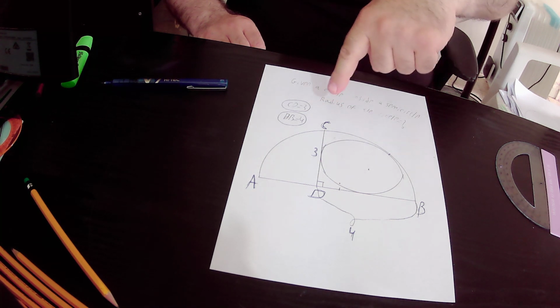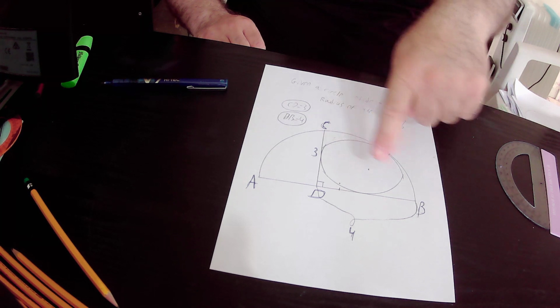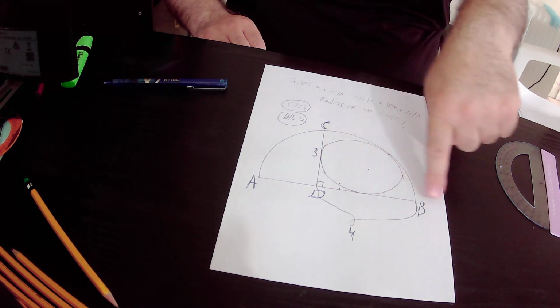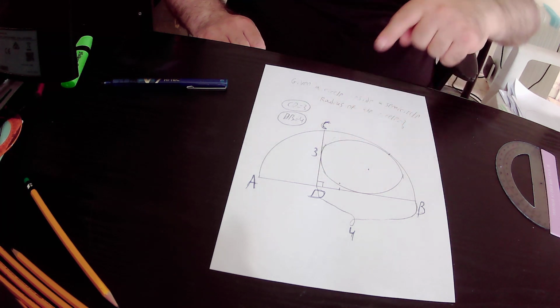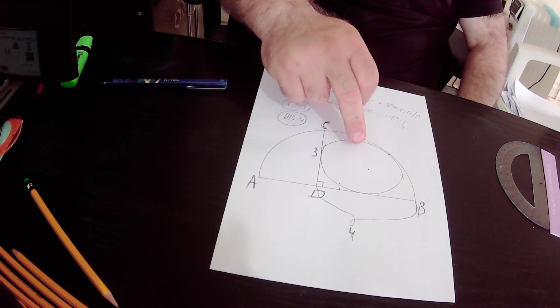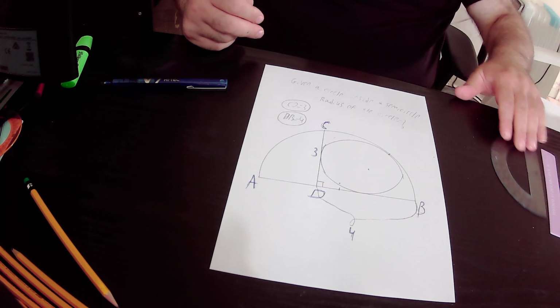We know that line segment CD equals 3 units, line segment DB equals 4 units, and angle CDB is a right angle, equal to 90 degrees. We want to find out the radius of this small circle. Okay, so first of all, we'll do a construction.